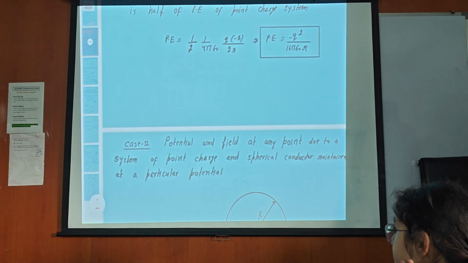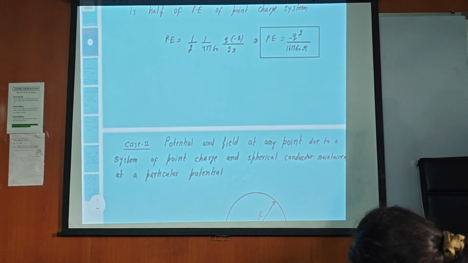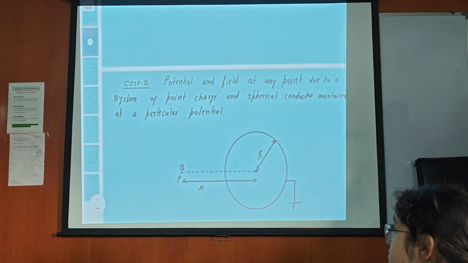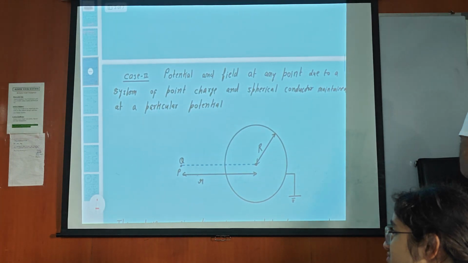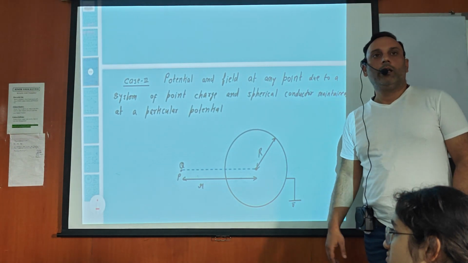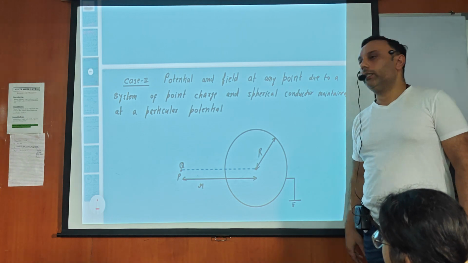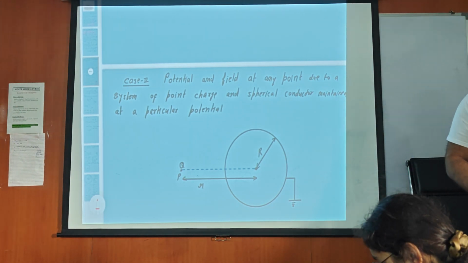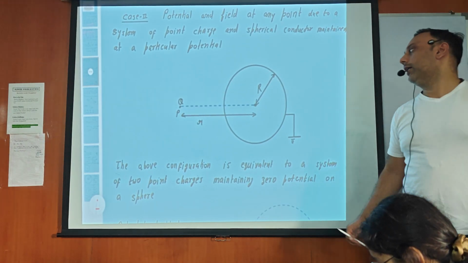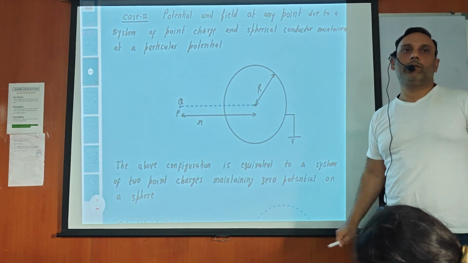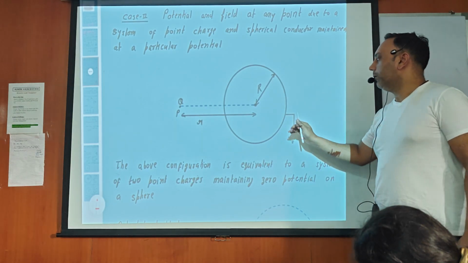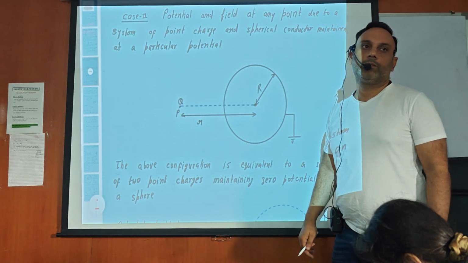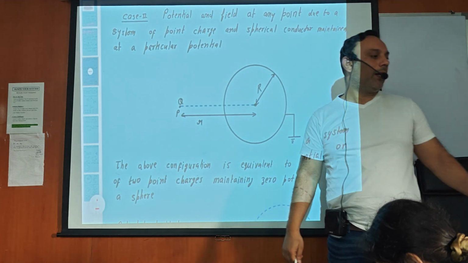Now, potential and field at any point due to a system of a point charge and a spherical conductor maintained at a particular potential. In our system we have a point charge, and in front of it a conductor which is earthed. So it is a system of a point charge and a spherical conductor maintained at a particular potential. If somebody says find the potential at this point or that point, it is very difficult, almost impossible.